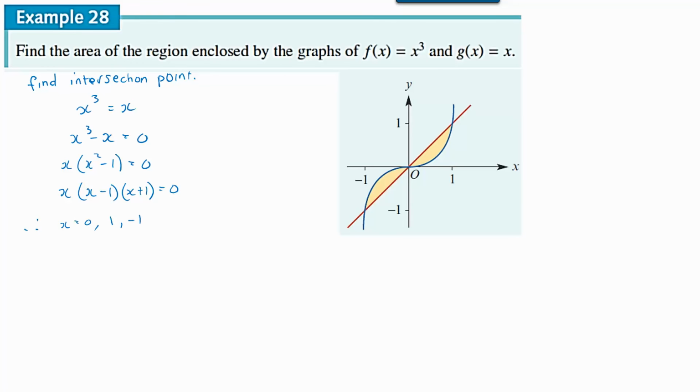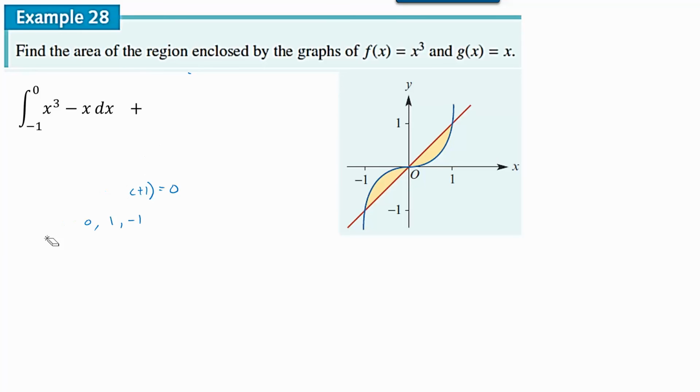Or we'll get a textbook. Easy. The only difficult part here is you've got to separate your integration into 2 parts. The first one has an x cubed on top, take away x, and the other one was x take away x cubed. That's the only difference.